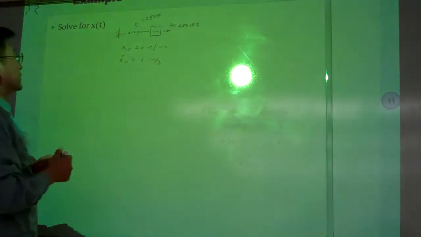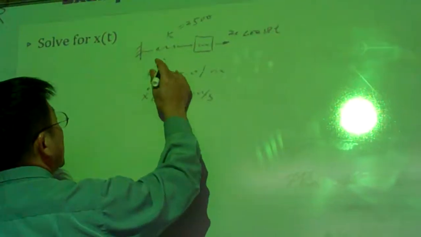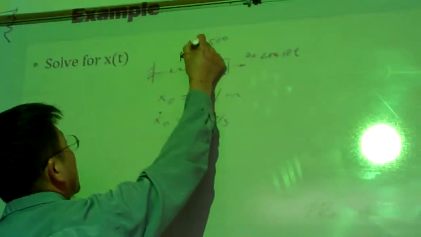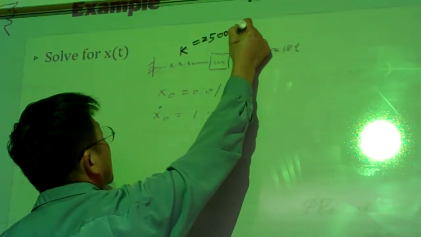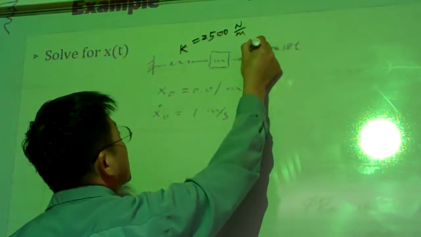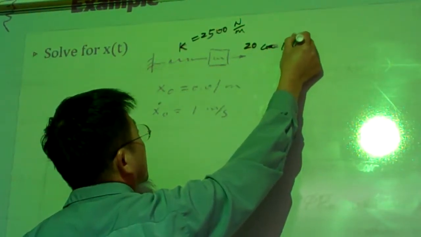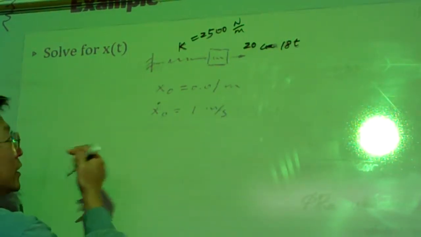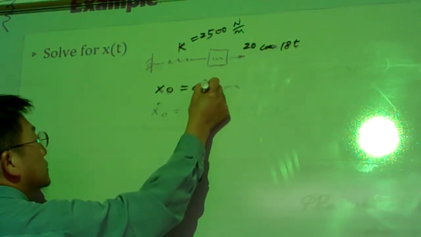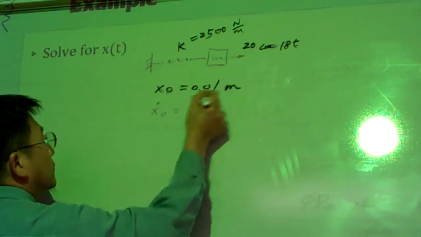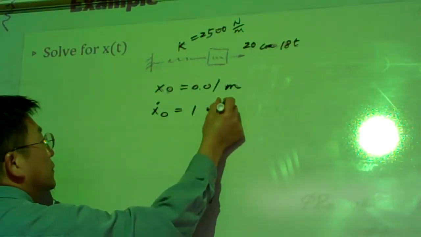So if not very clear, I can write it. Let me write it. So K equal to 2500, for example, Newton meters. And the force is 20 cosine 18t. Okay. And the initial conditions, x0 equal to 0.01 meter, and initial velocity equal to 1 meter per second.